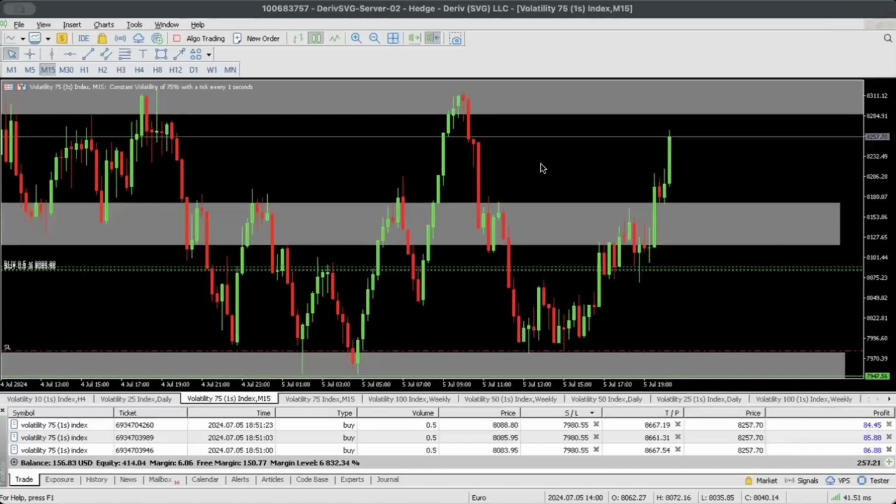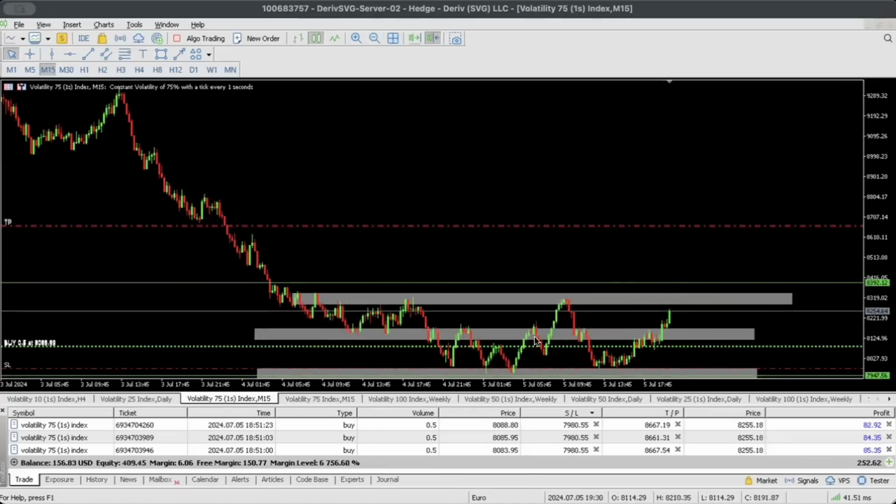What's up, guys? So, back to our trade here. We are pushing up really nicely. As you can see, it's a couple minutes later, and our $156 account is already on 411, and we keep pushing to the upside.